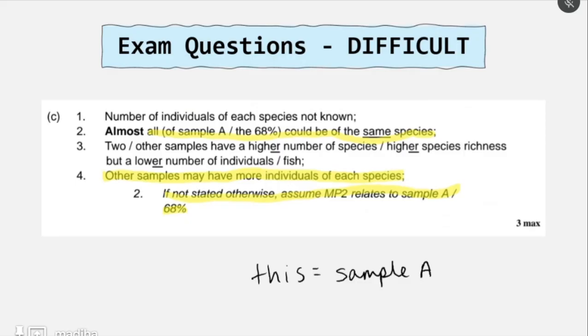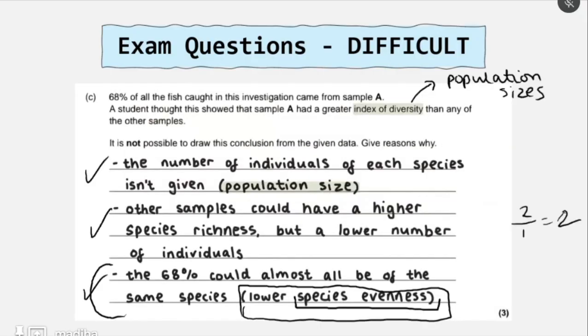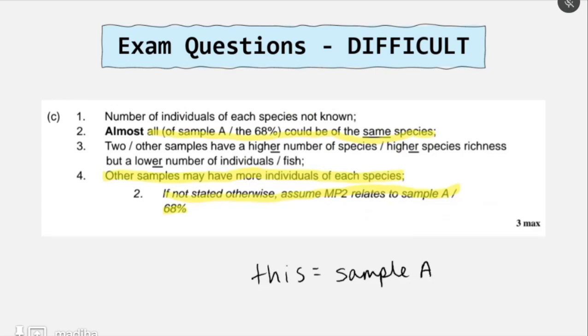That question was difficult. That's why I went through species evenness at the beginning, because this question is a lot easier to understand once you know what species evenness is. Otherwise it could be a bit more difficult to wrap your head around. But yeah, that is that.